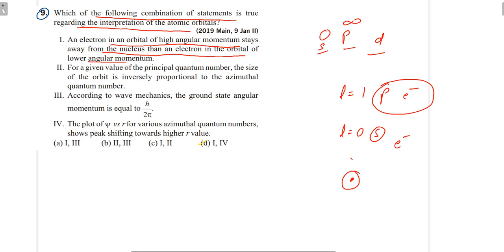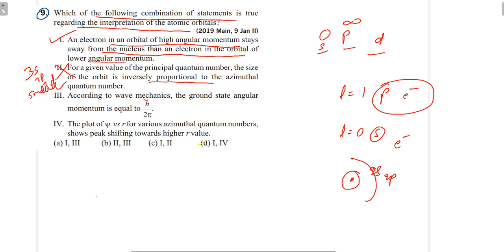See, suppose the first shell, second shell, s, 2s and 2p, the energy levels are also higher, no? So that statement is true. For a given value of the principal quantum number, the size of the orbit is inversely proportional to the azimuthal quantum number. Suppose principal quantum number is 3. The size of the orbit is inversely proportional to the azimuthal quantum number. You are saying that among 3s, 3p, 3d, 3d is smaller. But that is wrong. 3d is not smaller, 3s is smaller, then 3p bigger, 3d is even bigger.